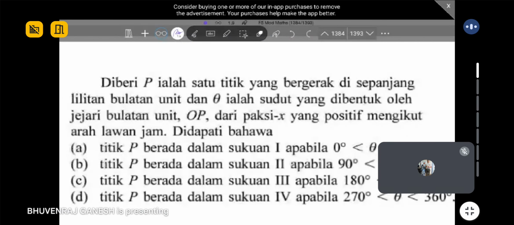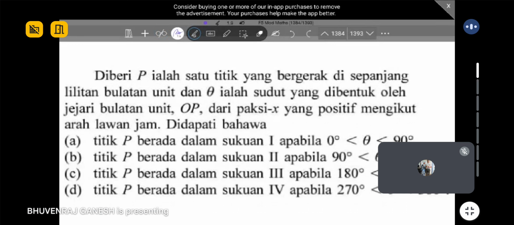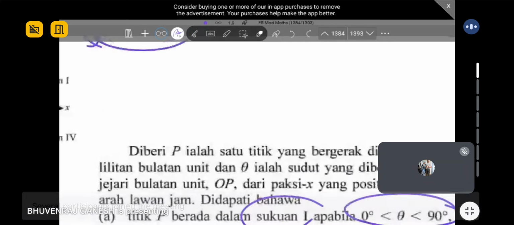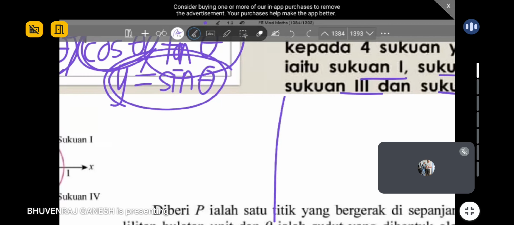Okay, so basically, sukuan 1, the angle is 0 to 90. Logic lah. Because total circle, jumlah sudut adalah 360. So 360 bahagi 4. Bowen, what do you mean by y? You mean y cannot label like this? Is this your question?